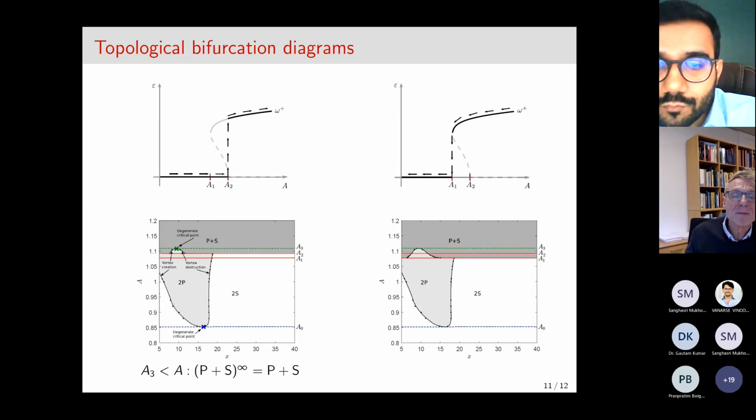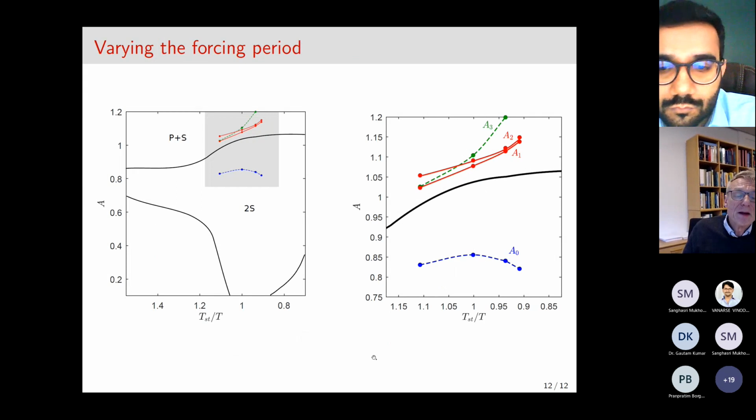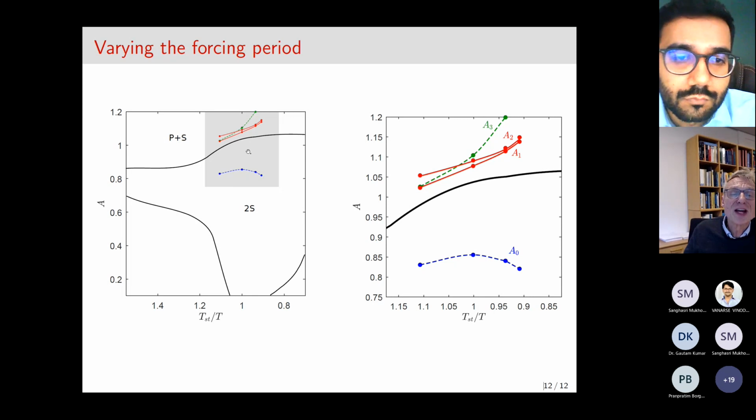I will skip the details here. So just varying a bit the forcing period, you will see these 4 bifurcation events.